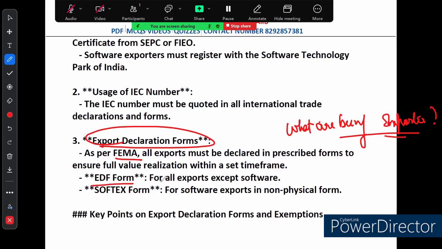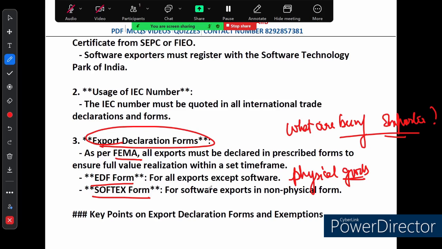The first form is the EDF form. So this is for all physical goods. So remember, the keyword is physical goods, right? So this is for all physical goods except software. And the second form is the Softex form. So if you are exporting software that is not in physical form, this is the form you will use.